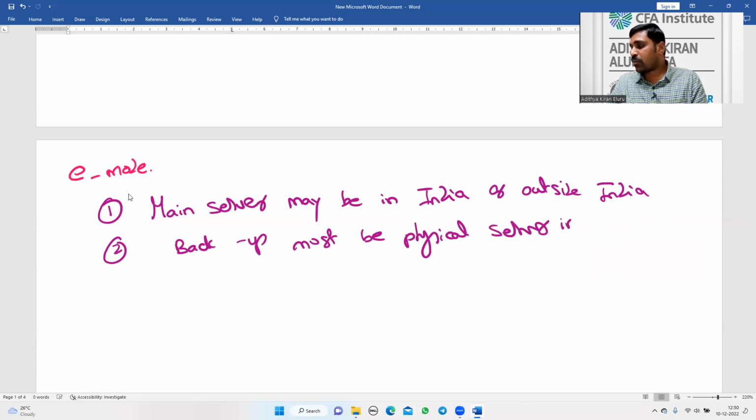Okay, main server may be in India or outside India. Backup must be a physical server in India. Electronic books you can maintain at India. Main server may be in India or outside India. Backup must be a physical server in India.